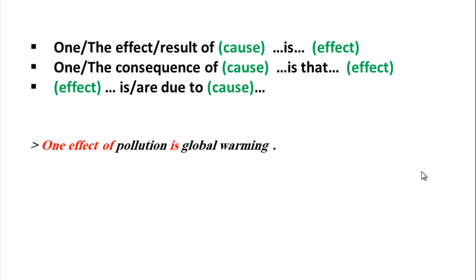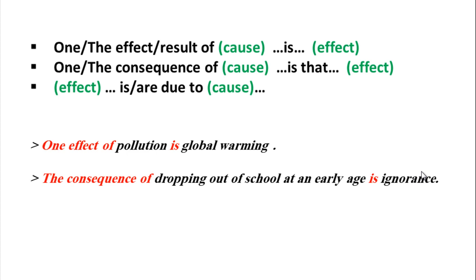Example 1. One effect of pollution is global warming. So pollution is the cause and global warming is the effect. Another example. The consequence of dropping out of school at an early age is ignorance. So dropping out of school at an early age is the effect, and ignorance is the cause.